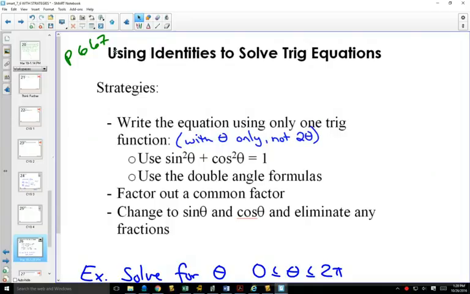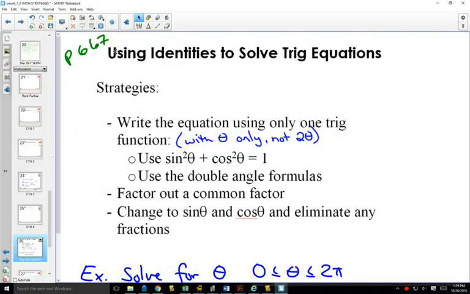We've already seen the first strategy, where we've tried to write an equation using only one trig function. And we're going to find out sometimes you have a trig function of sine theta and a trig function of sine 2 theta. That doesn't count as one trig function. It has to just be theta only. So we're going to get some with double angle identities that we're going to have to use.